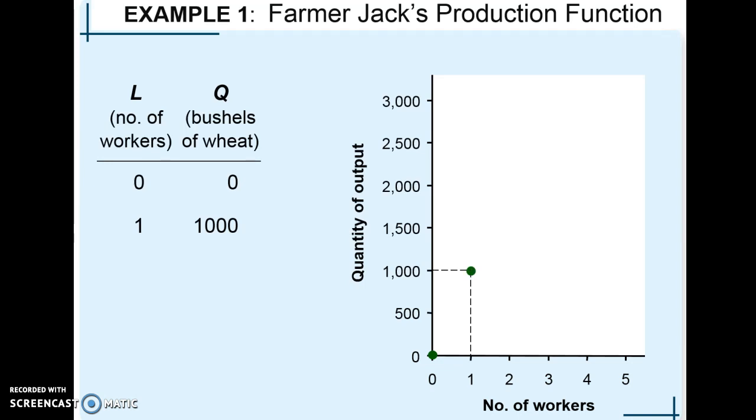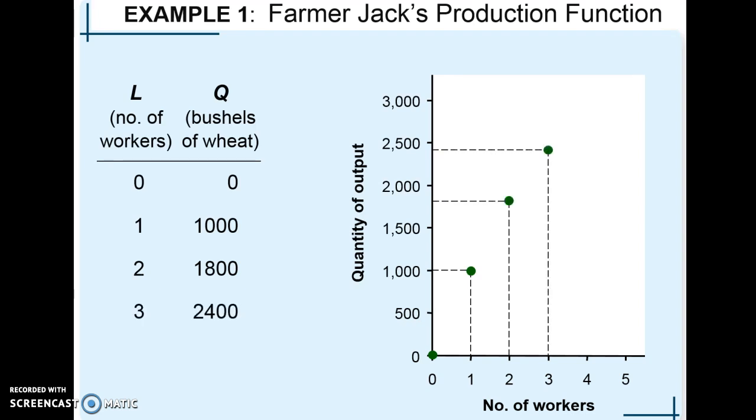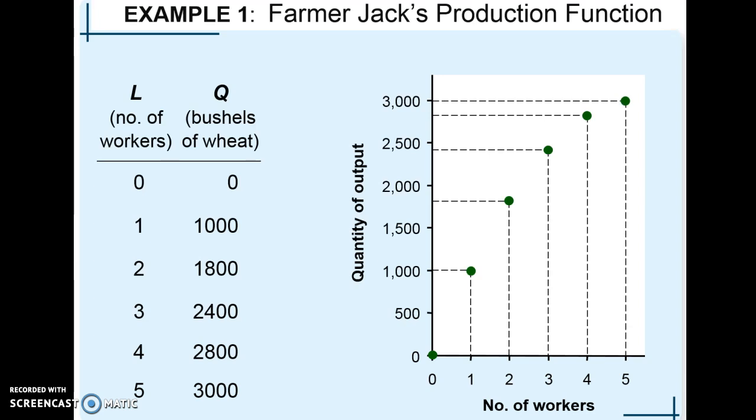1 worker will give him 1,000 bushels of wheat. 2 workers, 1,800. 3 workers, 2,400. And 4 workers, 2,800. 5 workers will give him 3,000 bushels of wheat. So as you can see, as he hires a larger number of workers, the output of wheat that he's going to be able to harvest increases.